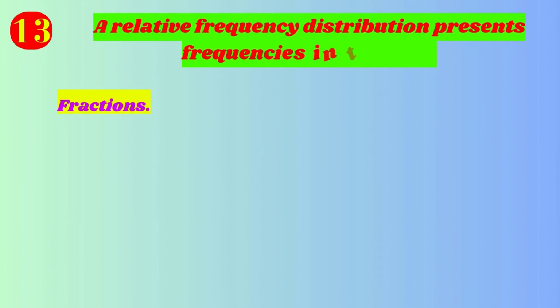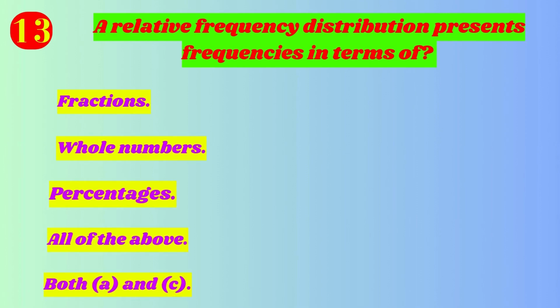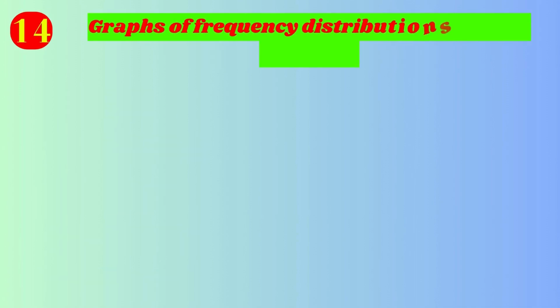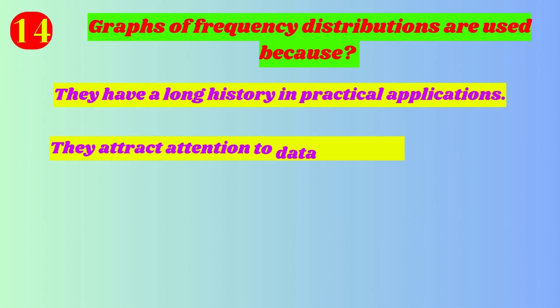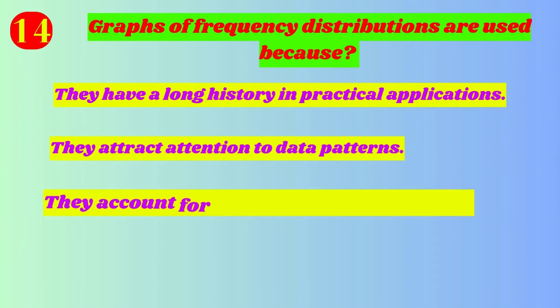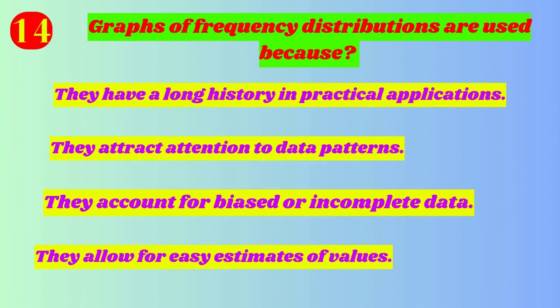A relative frequency distribution presents frequencies in terms of fractions, whole numbers, percentages, all of the above, both A and C. The right option is both A and C. Graphs of frequency distributions are used because the options are: they have a long history in practical applications; they attract attention to data patterns; they account for biased or incomplete data; they allow for easy estimates of values. Both B and D. The correct option is both B and D.